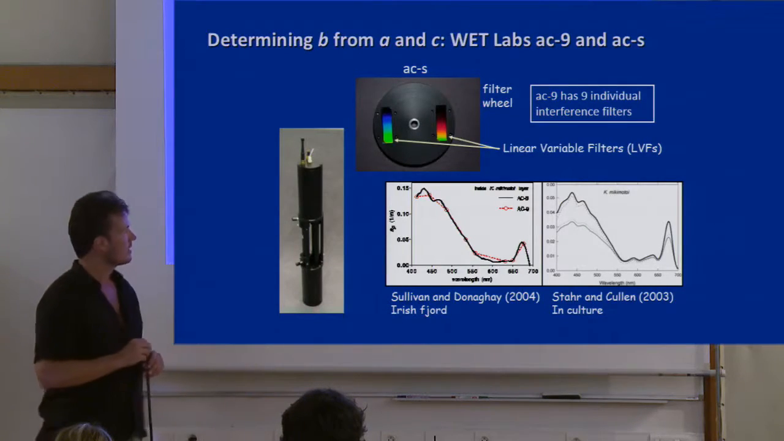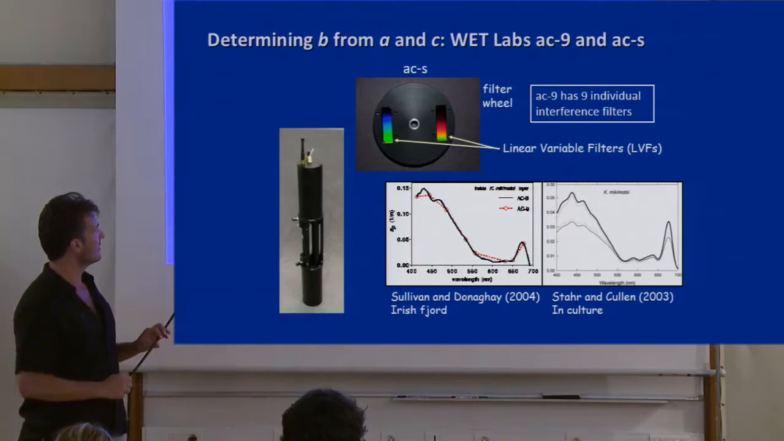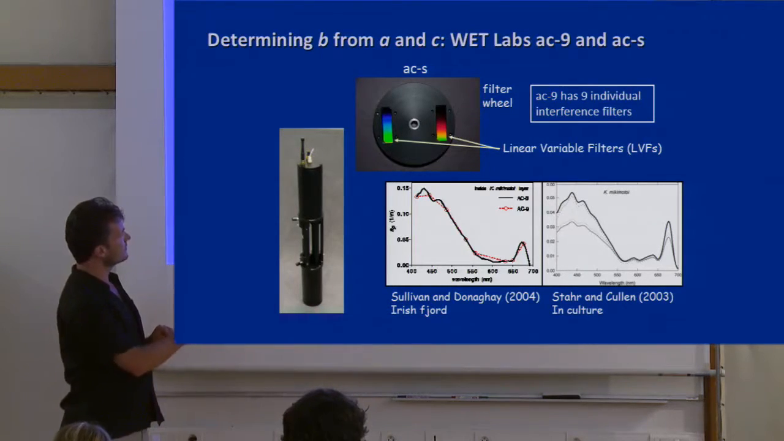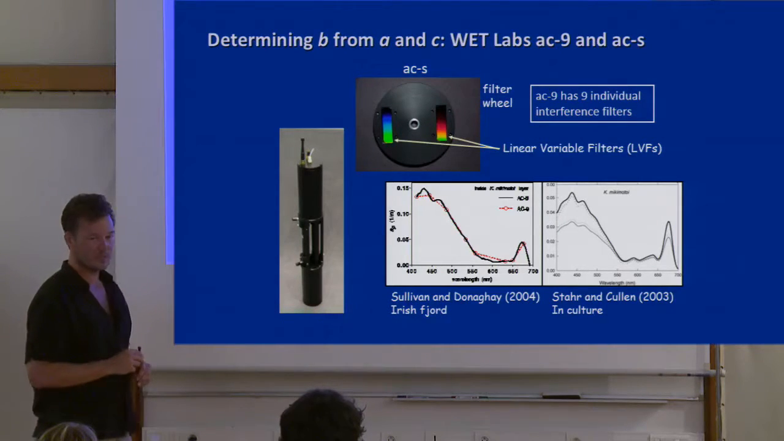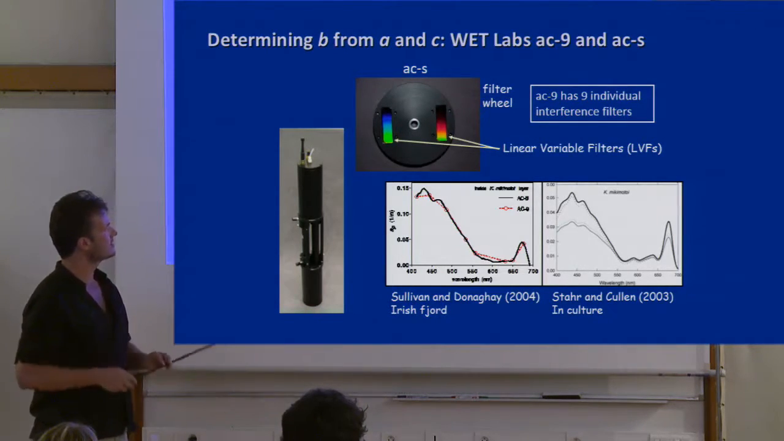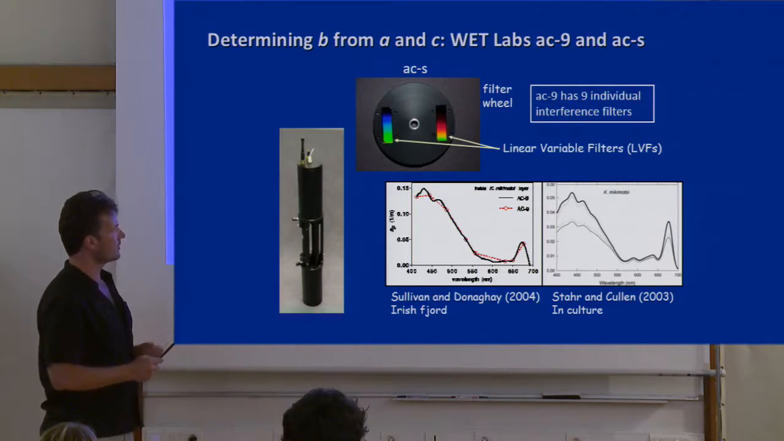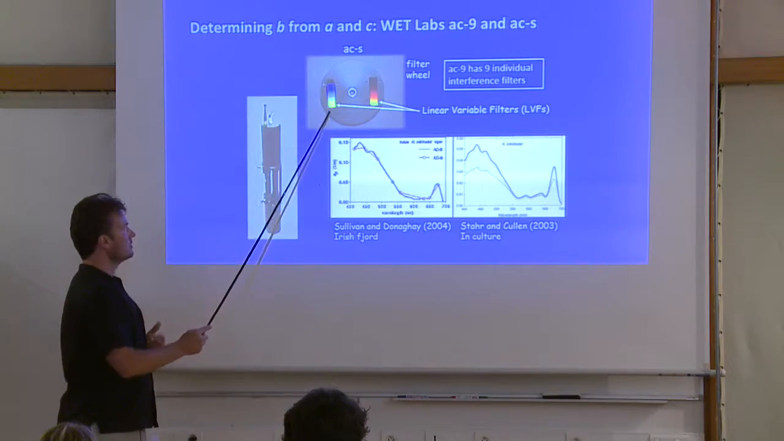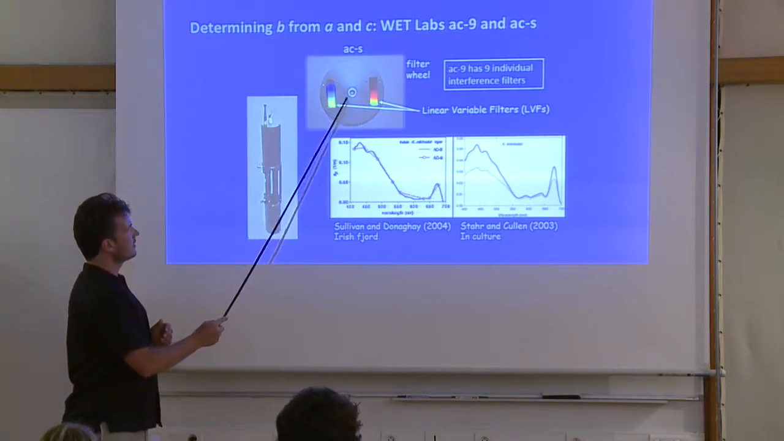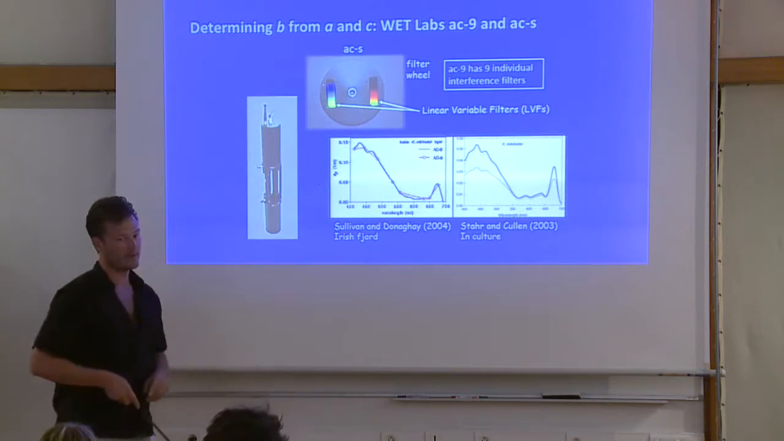Okay, so you guys are familiar with this, right? All right, and we were talking about the interference filters on the wheel that's spinning to get the different spectral discrimination with an AC device. These are called linear variable filters, and there are two of them in the current iteration of the sensors. One goes from the short blue to the kind of greenish yellow, and the other continues from the greenish yellow to the near IR.